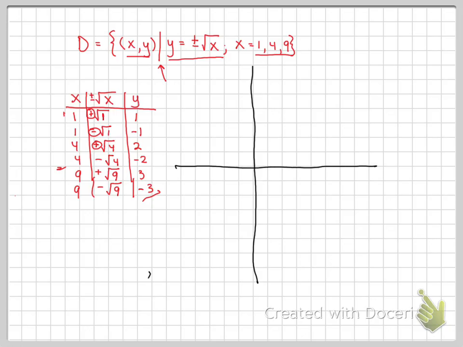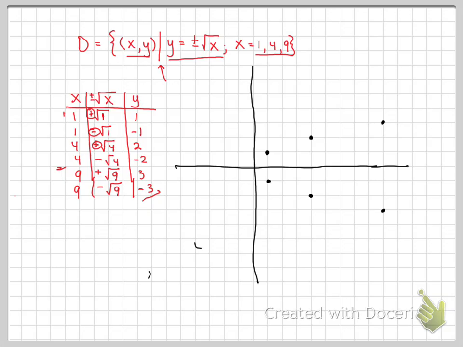Okay, when x is 1, y is 1. And when x is 1, y is also negative 1. When x is 4, y is 2 and negative 2. When x is 9, y is 3 and negative 3. Okay? So those are the dots that make up that graph.